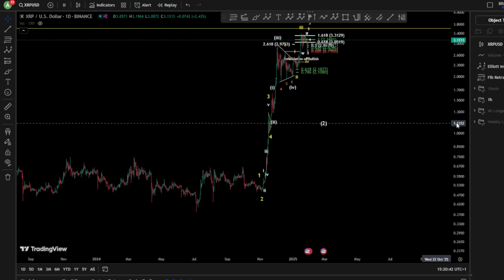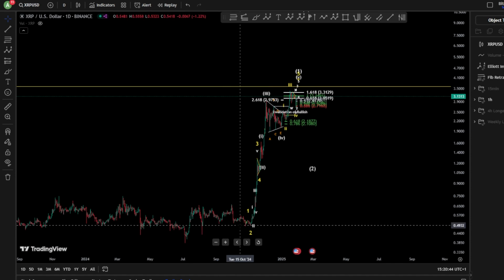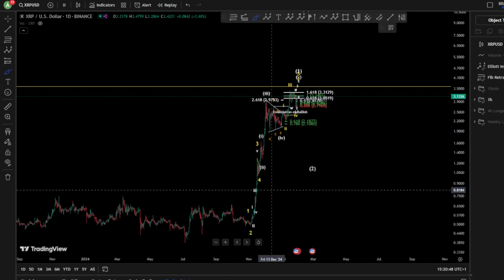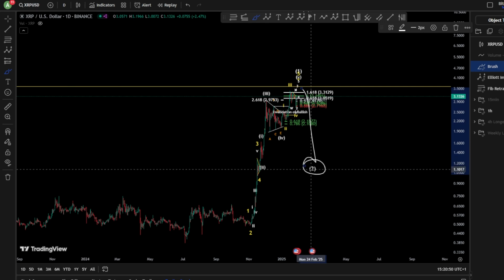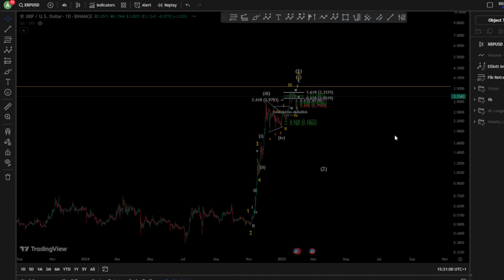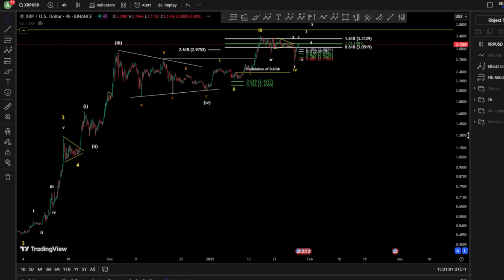The whole impulse here in the yellow scenario, 1, 2, 3, 4, and a 5, is already finished, and after this we are looking for a wave 2. So be careful with this, guys. We're going to watch XRP for the next days, because it is a little bit critical. It might have ended as well.